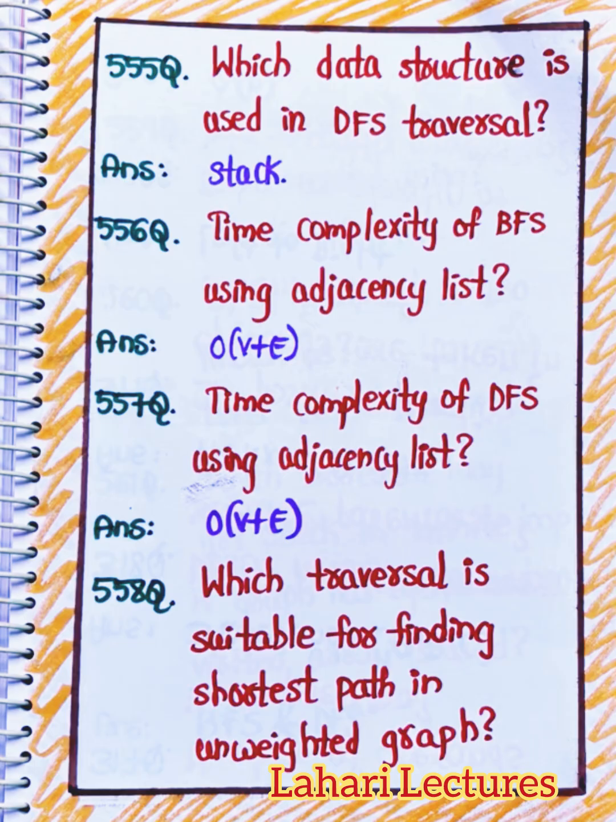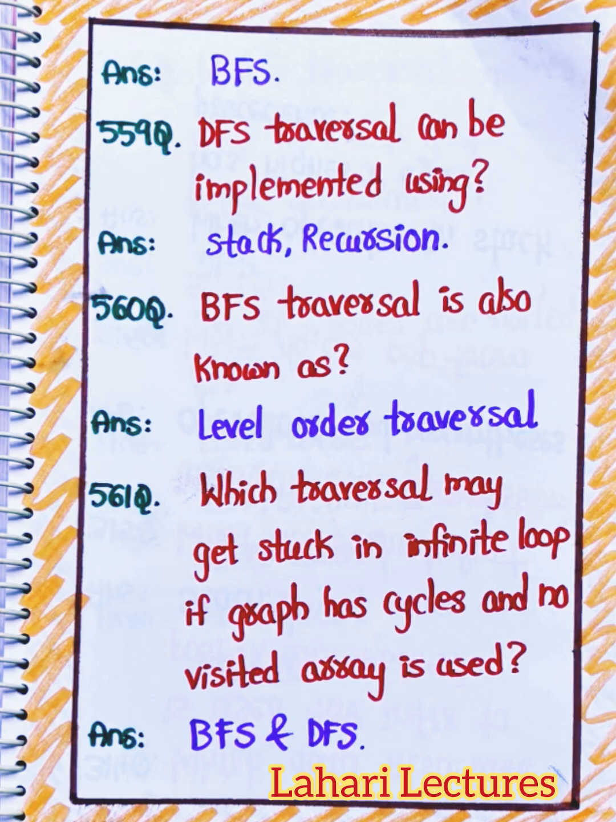Which traversal is suitable for finding shortest path in unweighted graph? BFS. DFS traversal can be implemented using stack or recursion. BFS traversal is also known as level order traversal. This traversal may get stuck in an infinite loop if the graph has cycles and no visited array is used.